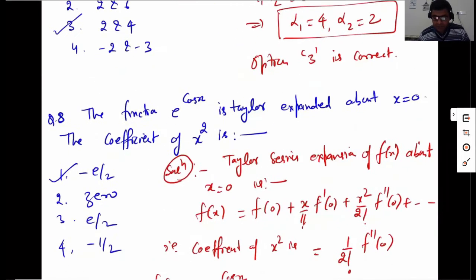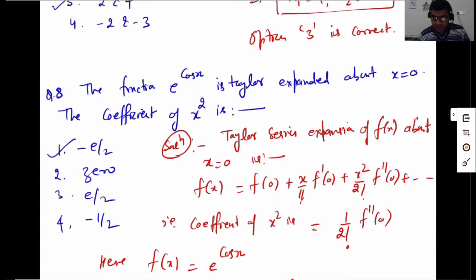The next question was: the function e to the power cos x is Taylor expanded about x equal to 0, the coefficient of x square is. We have to find the coefficient of x square in the Taylor series expansion of e to the power cos x around x equal to 0. For a given function f(x), the Taylor series expansion about x equal to 0, which is essentially the Maclaurin series, is f(x) equals f(0) plus x over factorial 1 f prime 0 plus x square over factorial 2 f double prime 0, etc. The higher terms are x cubed by factorial 3 f triple prime 0, where prime denotes differentiation with respect to x, and then we have to calculate the value of the differentiation at x equal to 0.